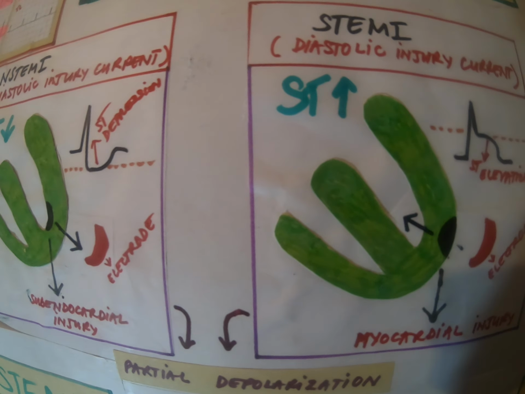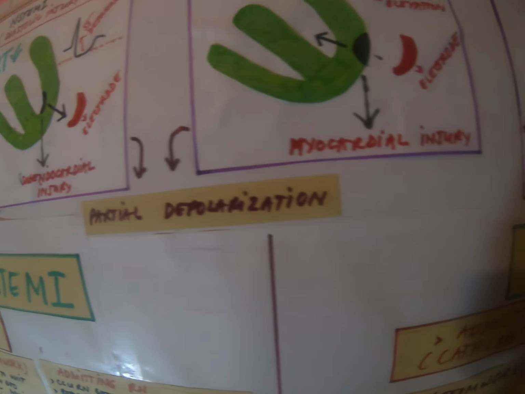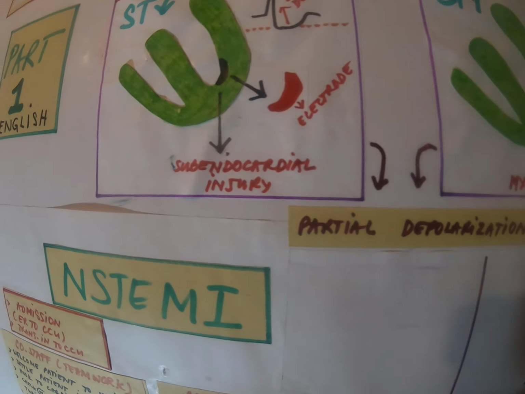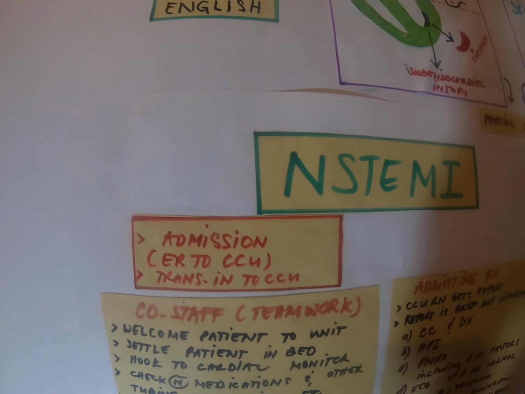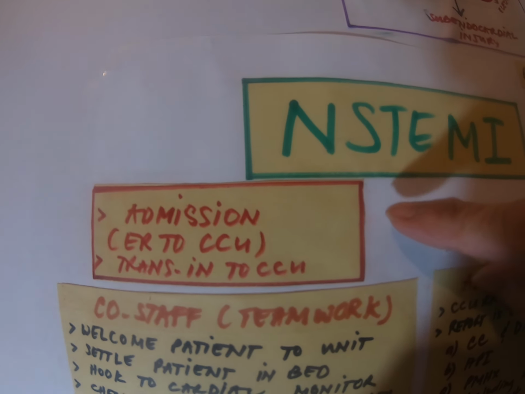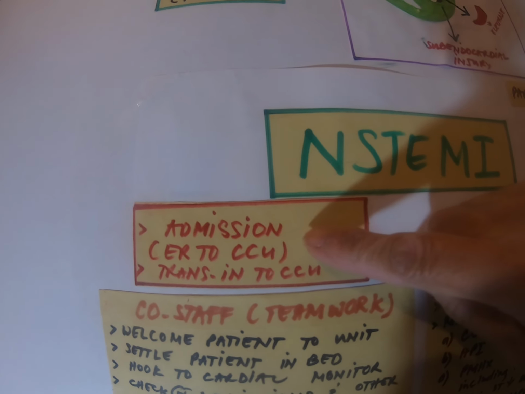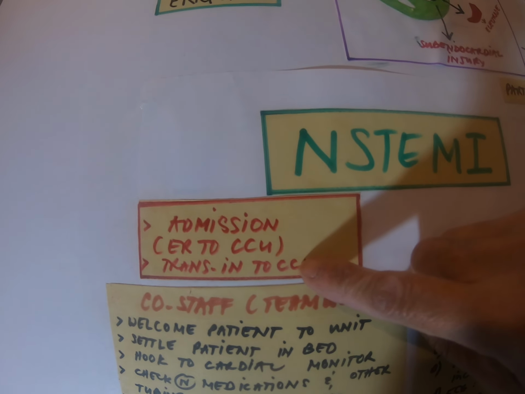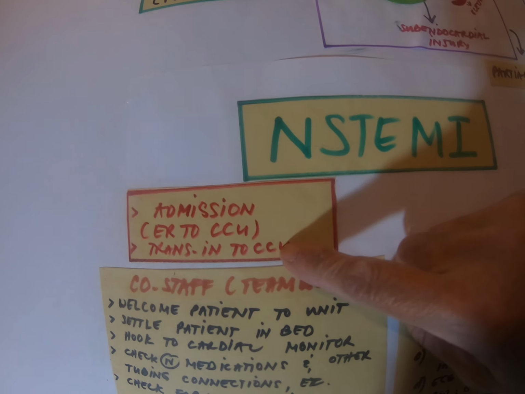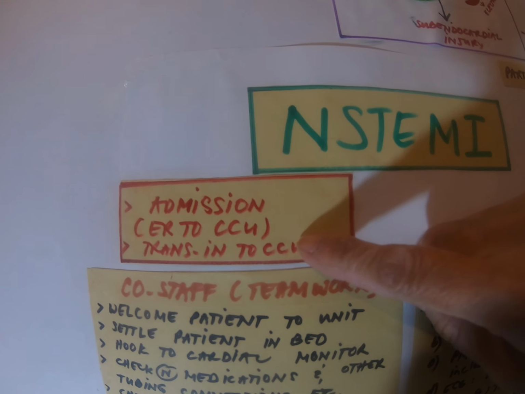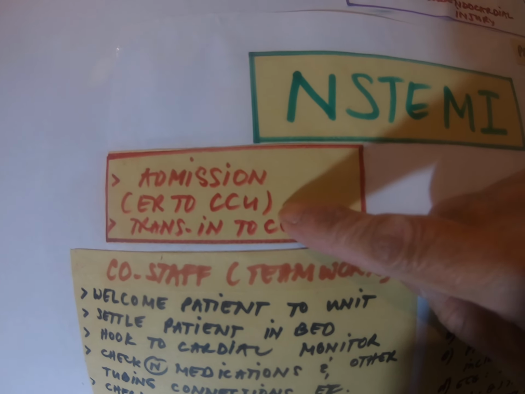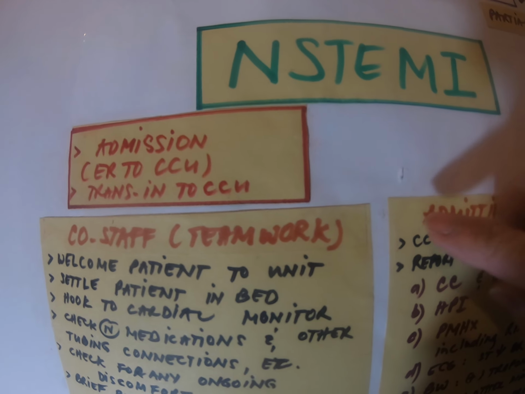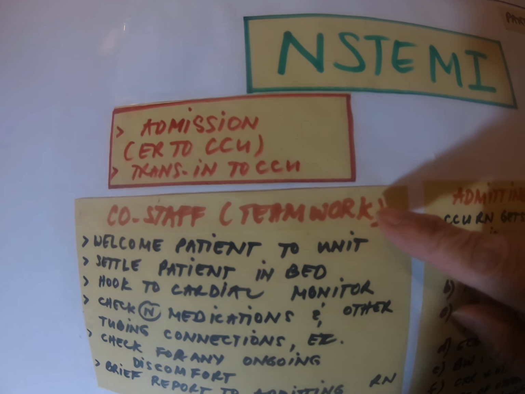So now, non-STEMI and STEMI. What we nurses normally do when we have a non-STEMI, our patient will come or will be admitted from emergency, or from other units in the same hospital where we work, but because they have non-STEMI, they will be admitted to CCU. Okay, that is the coronary care unit. Okay, when a patient arrives in the unit, this is a teamwork.